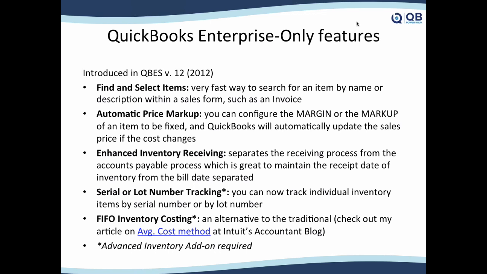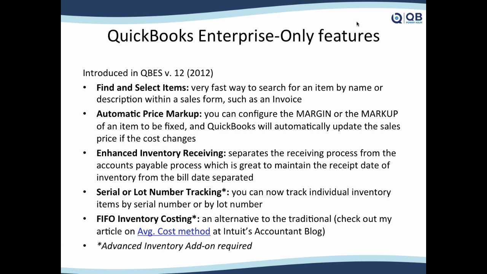Now, going back to 2012, what are the features that they added that are, in my opinion, awesome, that make QuickBooks Enterprise better than the Pro Premier counterparts? Find and select items. That is where you can actually search within a description of a product or a description of an item when you're selling it. The automatic price markup lets you configure margin and markup as a fixed percentage that QuickBooks will update automatically as the cost changes.